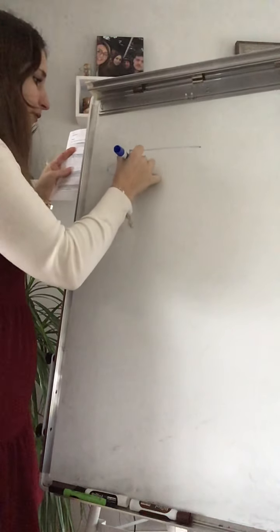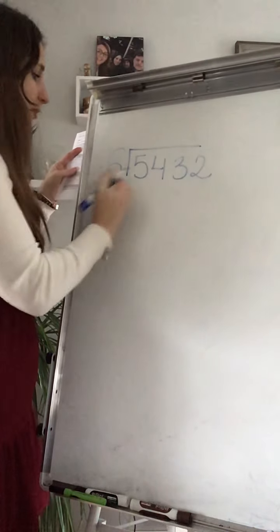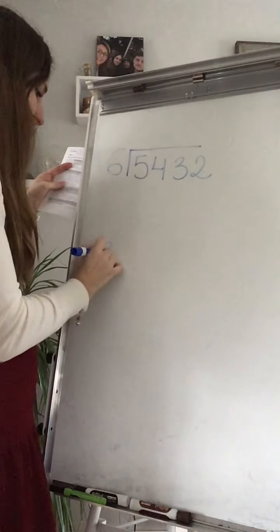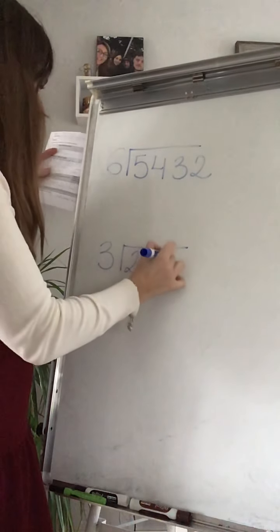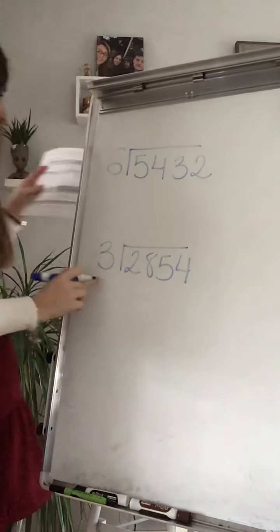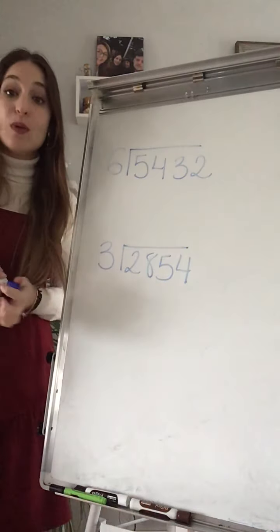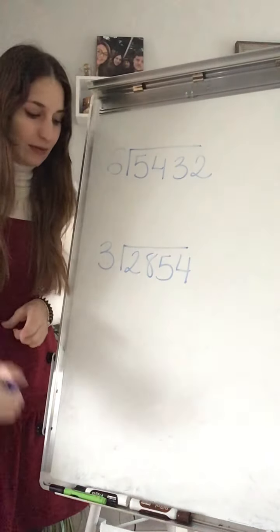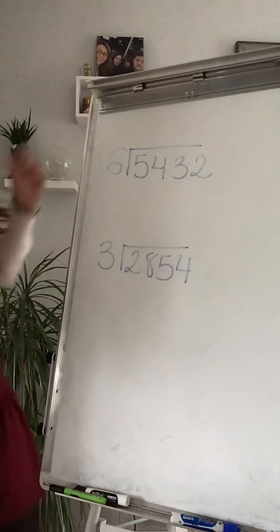We are going to go for 5,432 divided by 6. And we are going to go for 2,854 divided by 3. Okay, have a go at it. Once you're ready, play it again and then you can correct it. Pause the video. Okay, let's get to see.